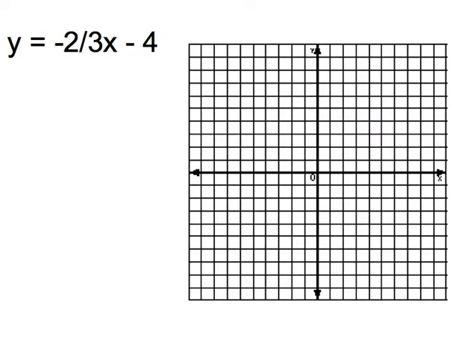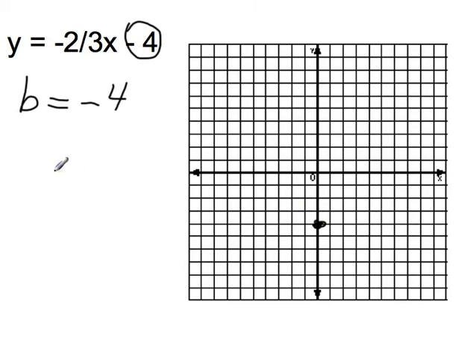Next up, we've got y = -2/3 x - 4. So again, we're going to start with this number on the end. That's the y-intercept. So b in this situation is negative 4. Now I'm going to go over to the y-axis and count down 1, 2, 3, there's negative 4. So that's where my first dot should go. It's a nice pretty dot.